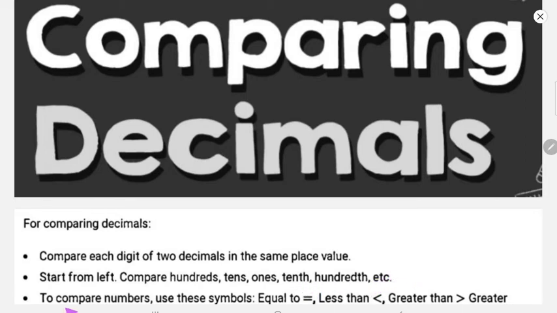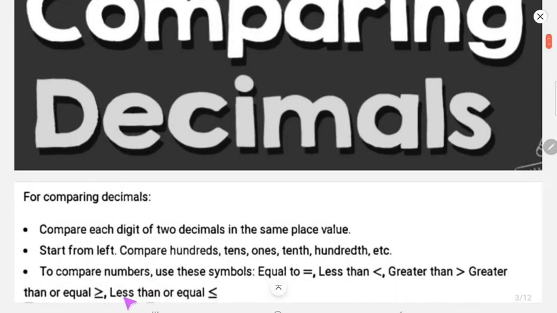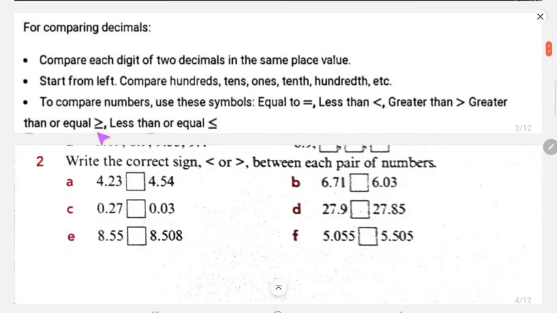To compare numbers, use these symbols: equal to, less than, greater than, greater than or equal to, less than or equal to. Let us do a few questions, children. Write the correct sign, less than or greater than, between each pair of numbers. Our first question is 4.23 and 4.54.